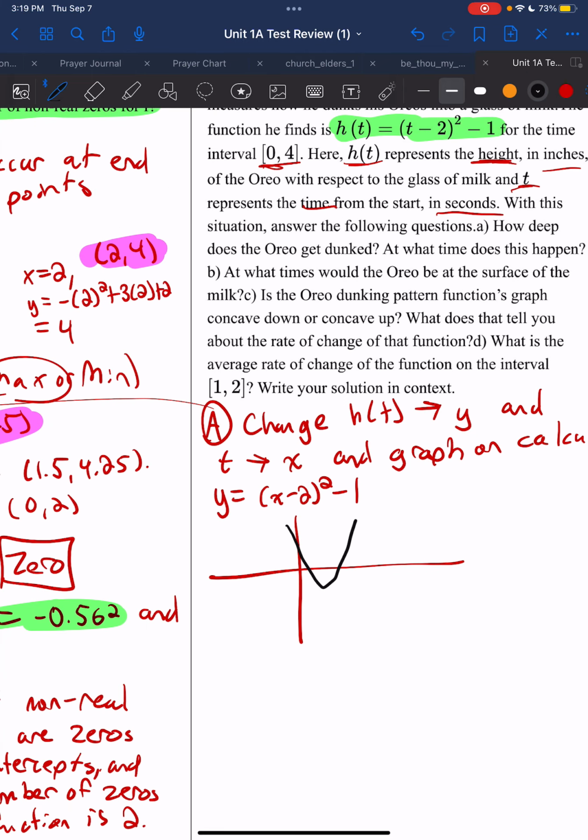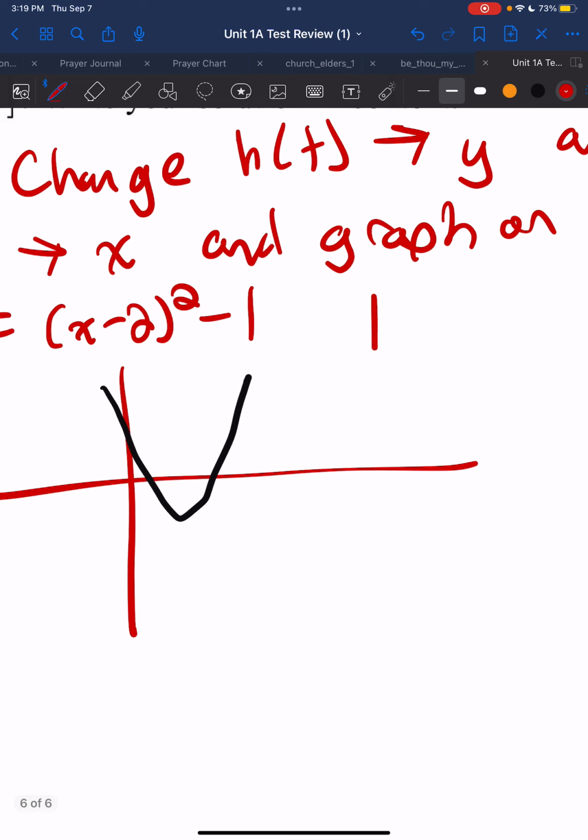And it wants to know how deep did the Oreo get dunked, and at what time does this happen? Well, the deepest is going to be the farthest below the surface, because if you think about it, I've got a glass of milk here. I'm not a very good artist. We're going to say we have some yellow milk. It's kind of funky. We've got this yellow milk here, and we dip the Oreo in.